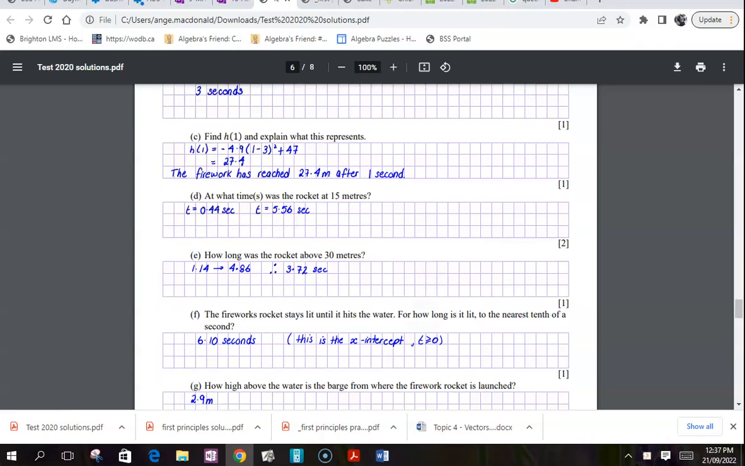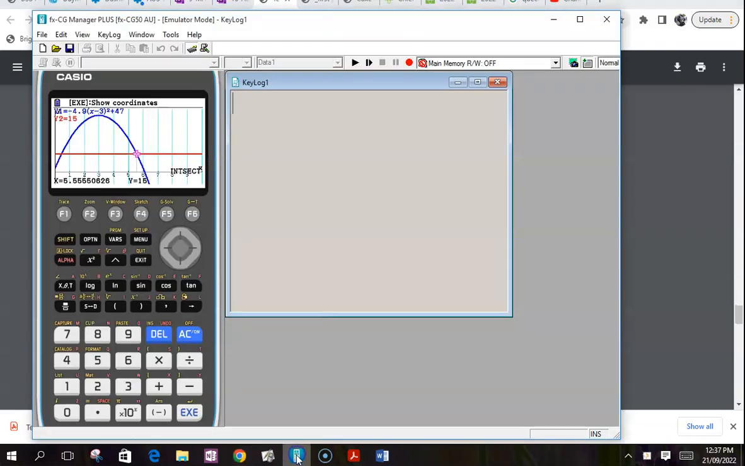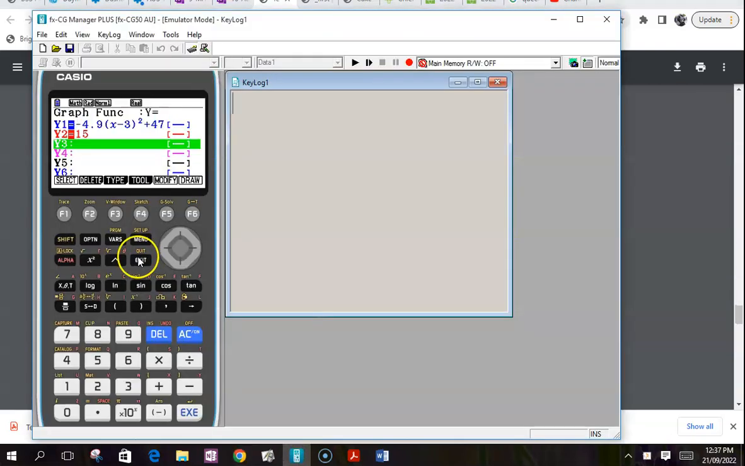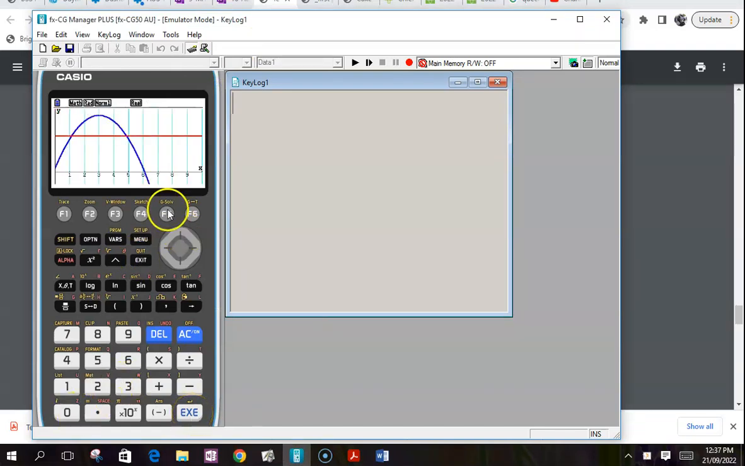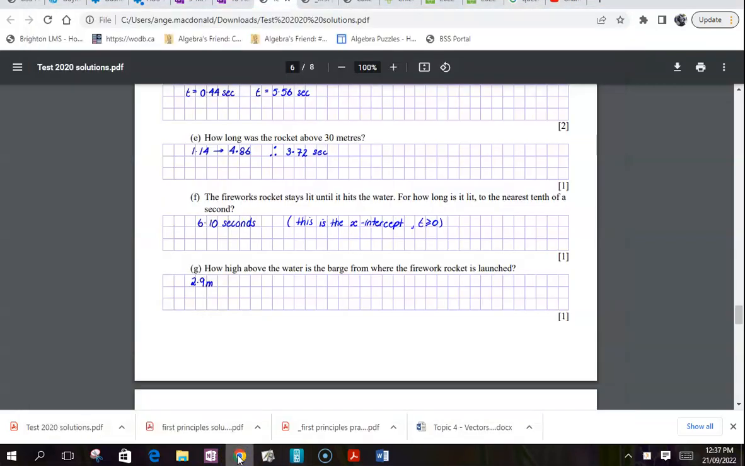How long was the rocket above 30 meters? Same sort of thing. So I'm going to go back, and instead of 15, I'm going to have 30. G-solve, intersect. Of course, if you wanted to do X-calc, Y equals 30 and get your 2 values, that's fine. Do make sure that you answer the question. It doesn't say when was it, it says how long. So give me this next bit.